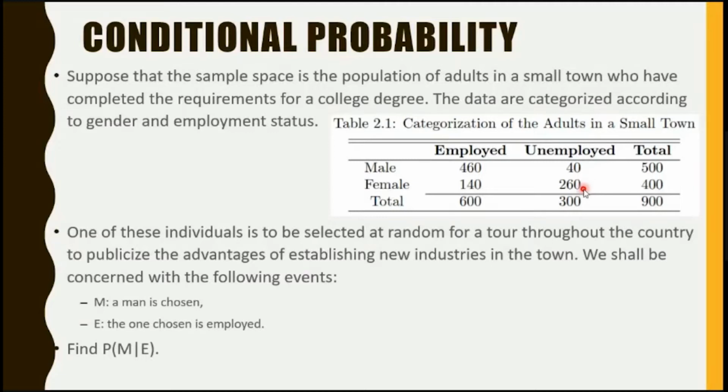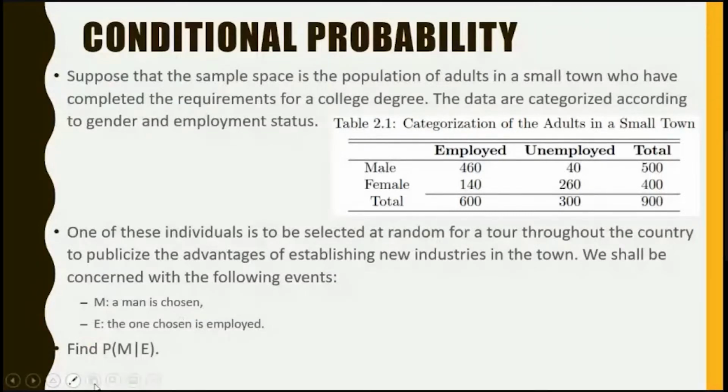Now, if you are given only this portion here, it would be better to get the total for each column and each row. So for the rows, the total is 500 males and 400 females. For the columns, you have 600 employed and 300 unemployed. Now, we want to find the probability that a man is chosen given that he is employed.